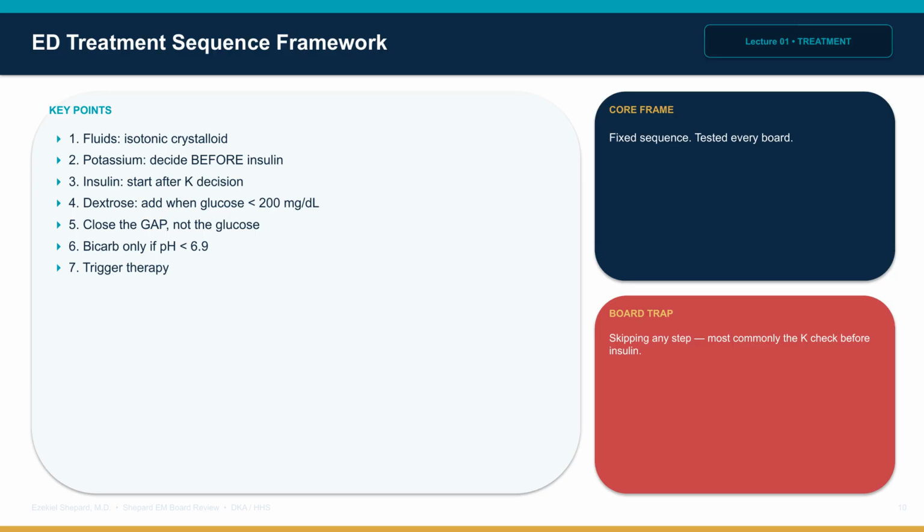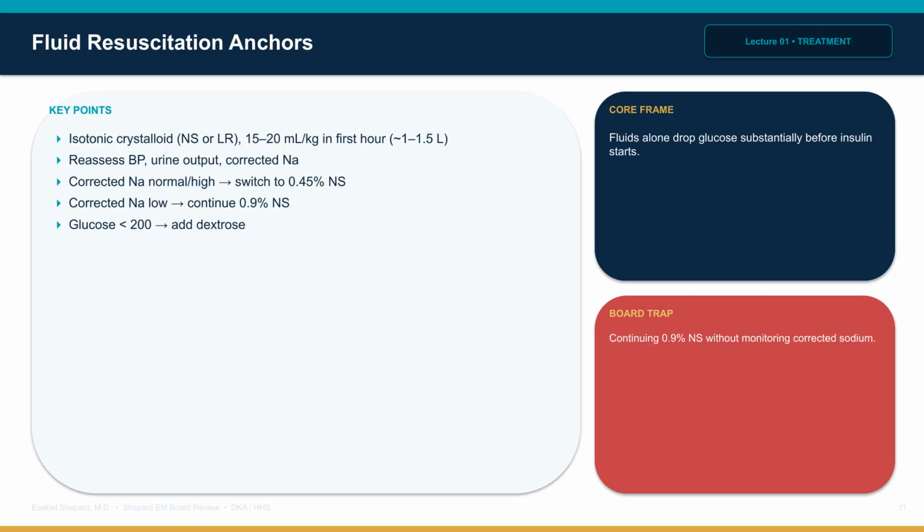Sixth, bicarbonate only for the severely acidotic patients with a pH of 6.9 or less. Seventh, treat the trigger. What's causing them to be in DKA or HHS? The board principle is that this sequence is unforgiving. If you skip a step and the patient deteriorates, that's bad. Fluid resuscitation is the first ED action and the most important.